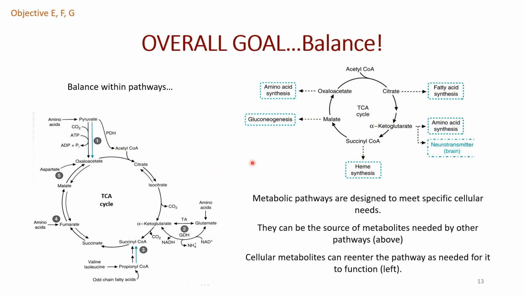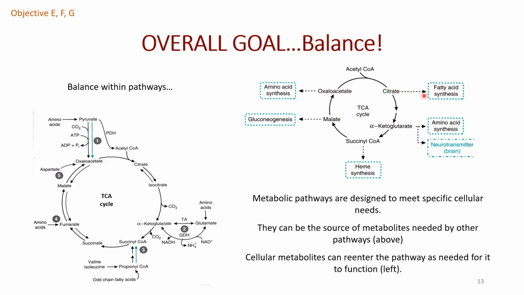But what happens when a cell is more relaxed? When a cell says, I've got energy, there's not a lot of demands on me right now, I really don't need to have a lot of TCA cycle activity. What can I do with this very powerful TCA cycle that I have? Well, you'll notice that there are molecules in the TCA cycle, and those molecules, if they're not needed for the TCA cycle, they can leave the cycle.